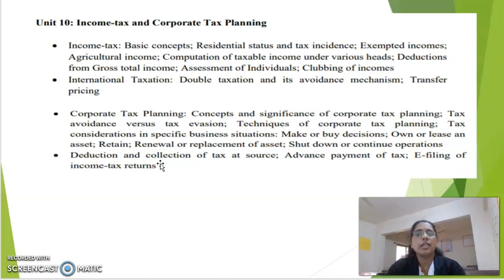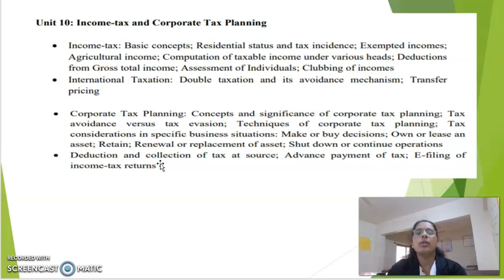Tax avoidance versus tax evasion are the two concepts there. Then techniques of corporate tax planning, tax consideration in specific business situations, make or buy decision, own or lease an asset, retain, renewal or replacement of asset, and shut down or continue operations are part of your corporate tax planning. Deduction and collection of tax at source, advance payment of tax, and e-filing of income tax return are the syllabus of lesson number 3.